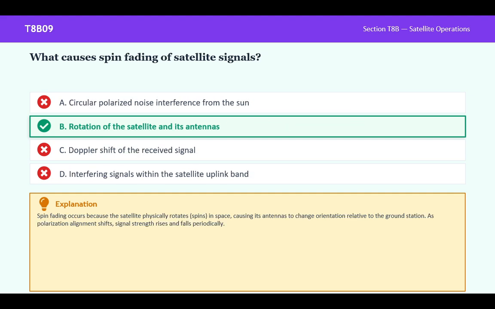What causes spin fading of satellite signals? B. Rotation of the satellite and its antennas. Spin fading occurs because the satellite physically rotates or spins in space, causing its antenna to change orientation relative to the ground station. As polarization alignment shifts, signal strength rises and falls periodically.